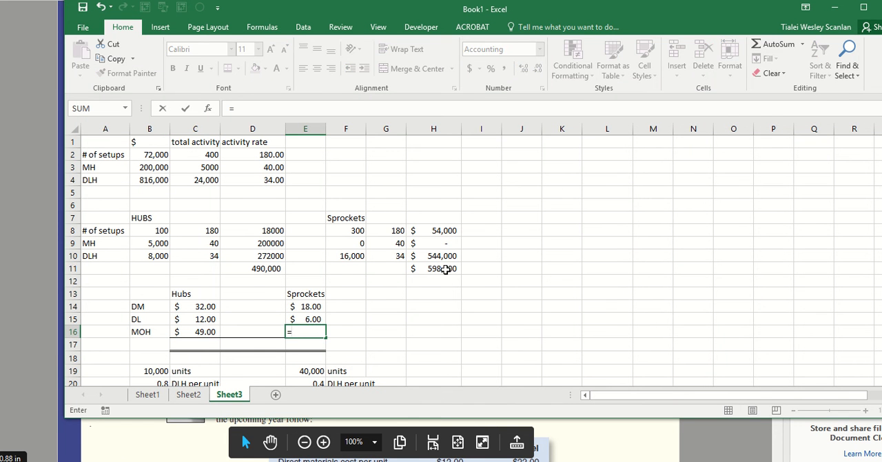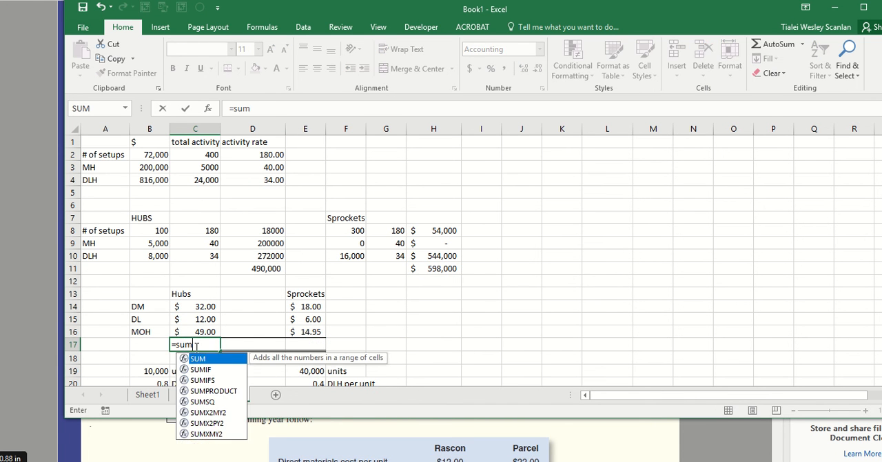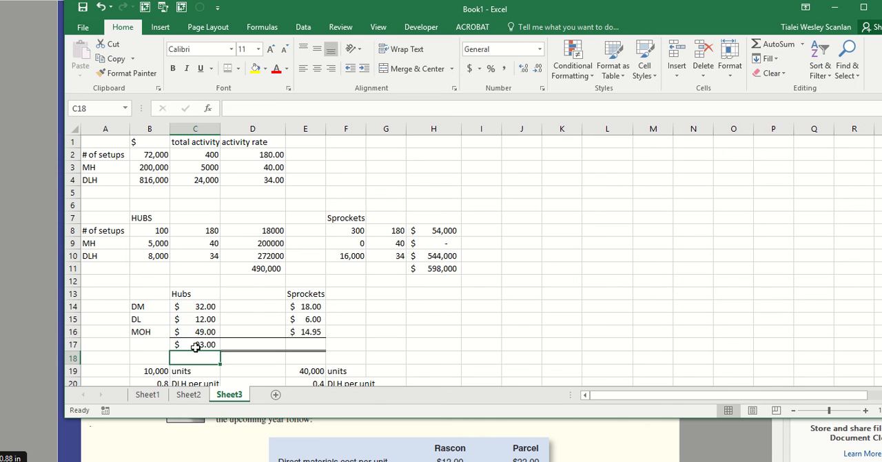And then the applied overhead amount divided by the units. And we could sum that up to find our solution for the unit product cost of each of these products. So we have $93 over here and $38.95 for our sprockets, how much one sprocket would cost me and one hub would cost me.